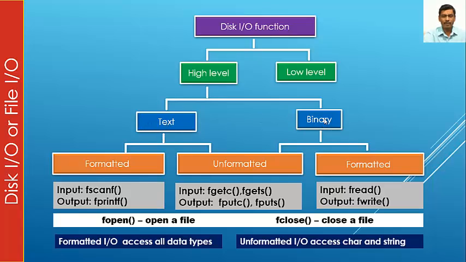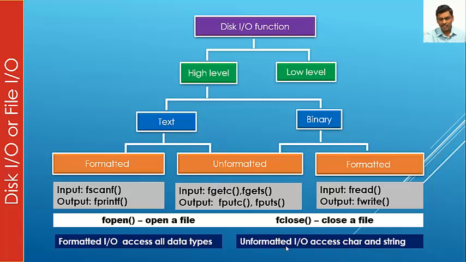So binary mode is suitable to store numeric related, that is graphic related, then numeric value related. We can use binary. So there are three differences between text and binary, which we will discuss next. What is the difference between formatted and unformatted?